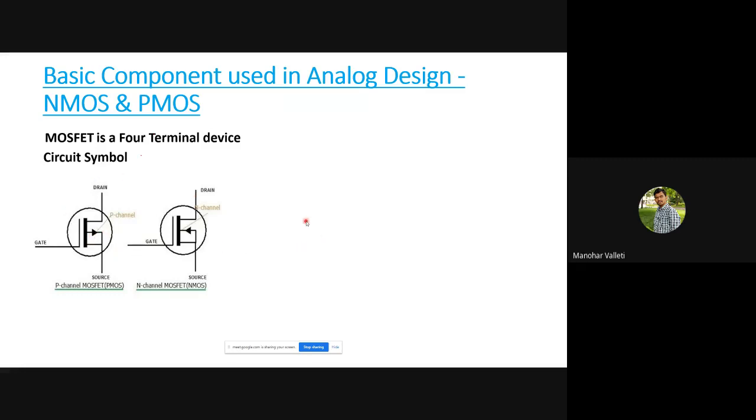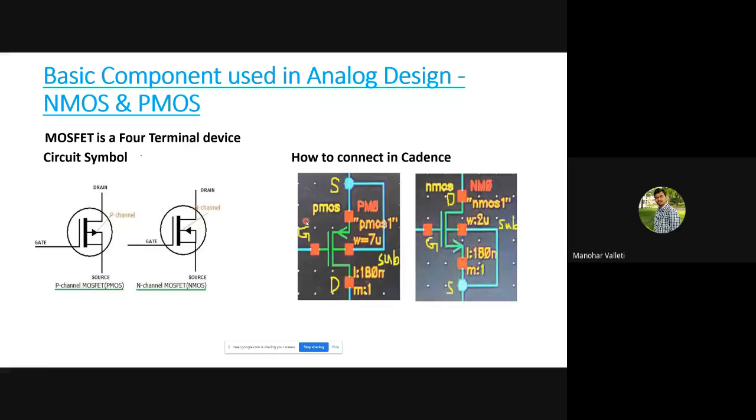Another way of representing it, which I am directly considering from the Cadence tool itself, is mentioning the current direction between source and gate. So you see PMOS, the substrate is connected to source, and the current direction is like this.